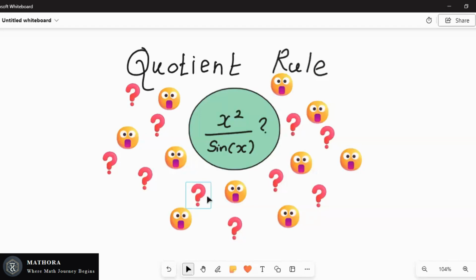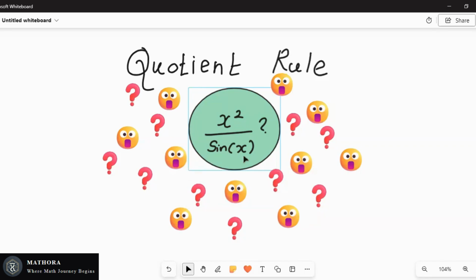Have you ever wondered how to differentiate fractions like x to the power of 2 divided by sin x? Well, in this video, we are diving into the quotient rule, and trust me, it's going to make your life so much easier when dealing with ratios. Let's get started.